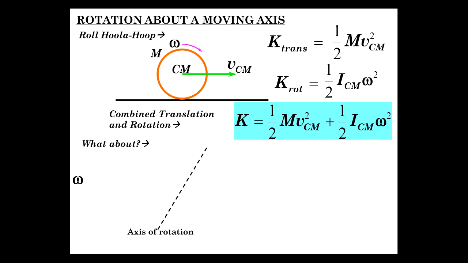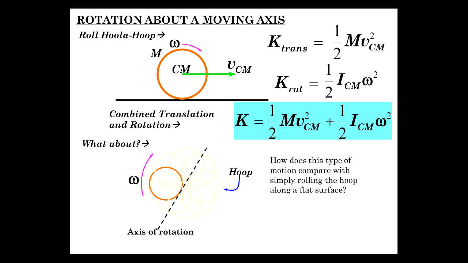Now what about if we rotate this about an axis of rotation that's on the edge rather than the center of mass? So let's consider that. So there we go. It's the same omega we had before, but this time it's rotating from a pivot point right on the edge. So how does this compare with simply rotating the hoop along a flat surface, this rolling it around the edge? Let's investigate what that looks like, that comparison.